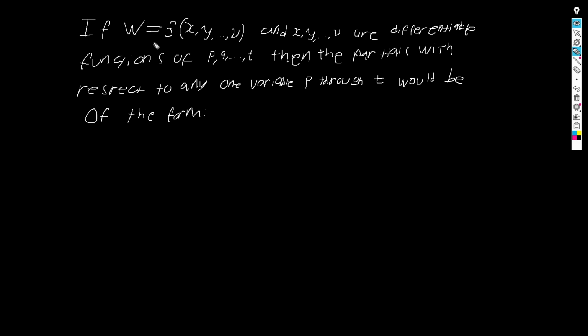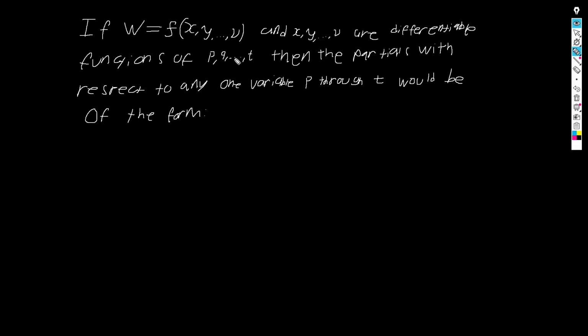So if w is a function of any amount of variables, x through v, and all those variables are differentiable functions of the variables p through t. So another finite set of variables. They have to be finite. They can't be infinite.